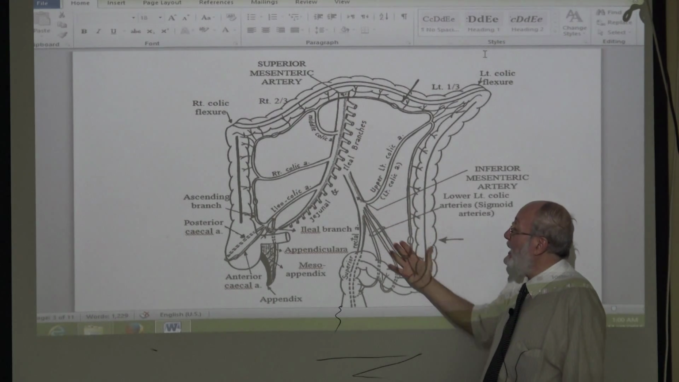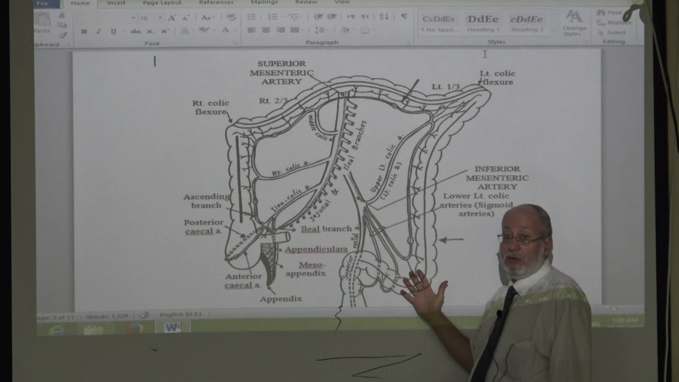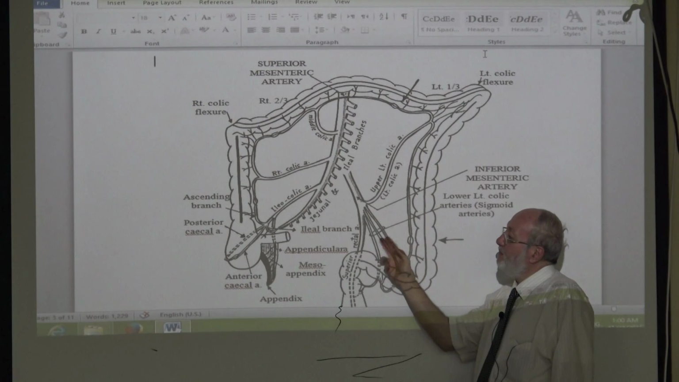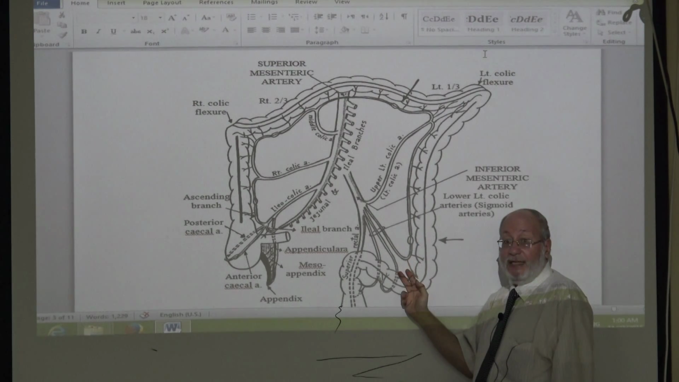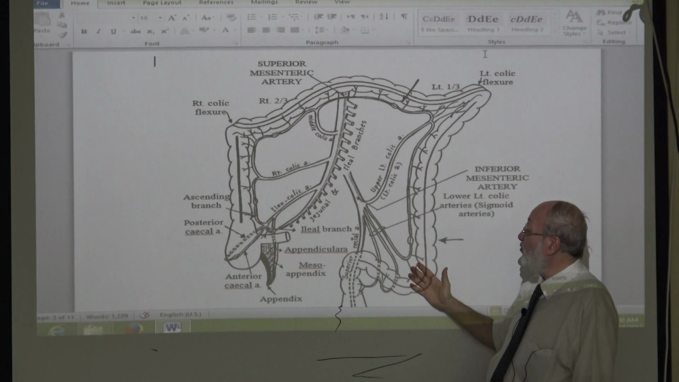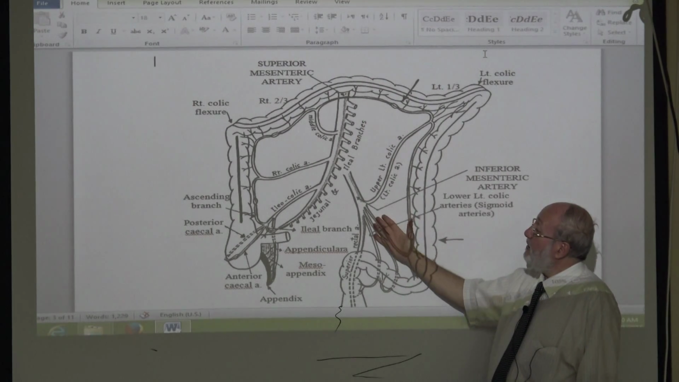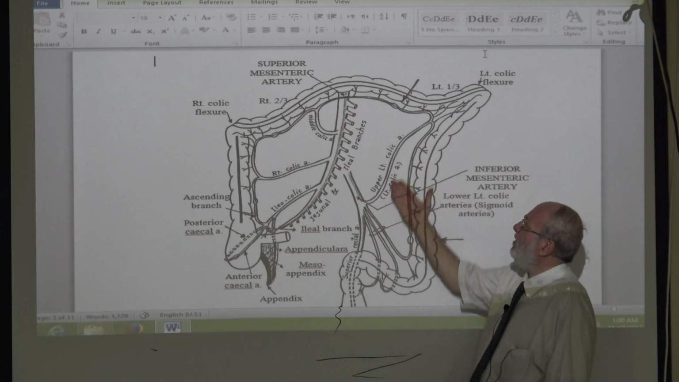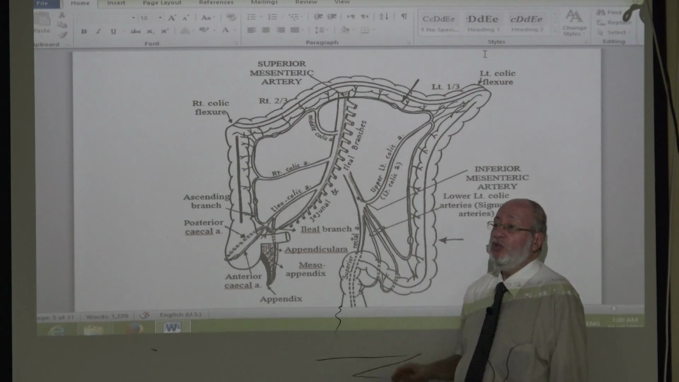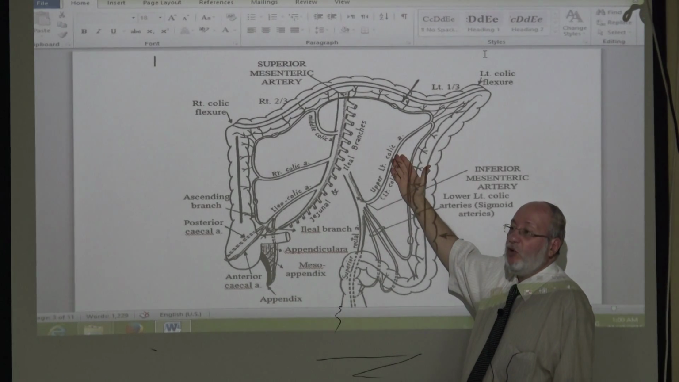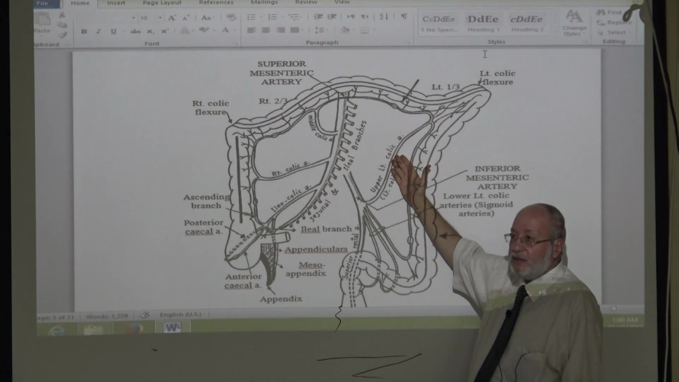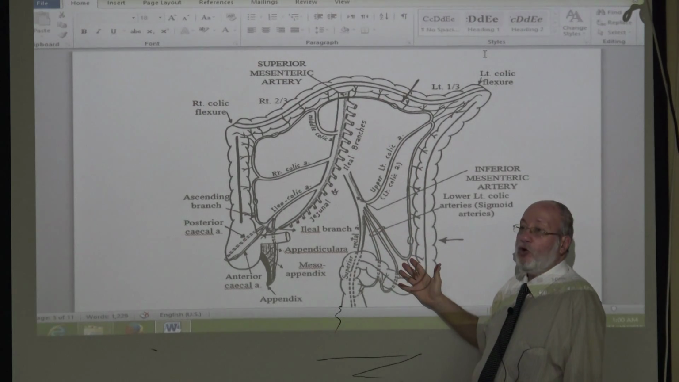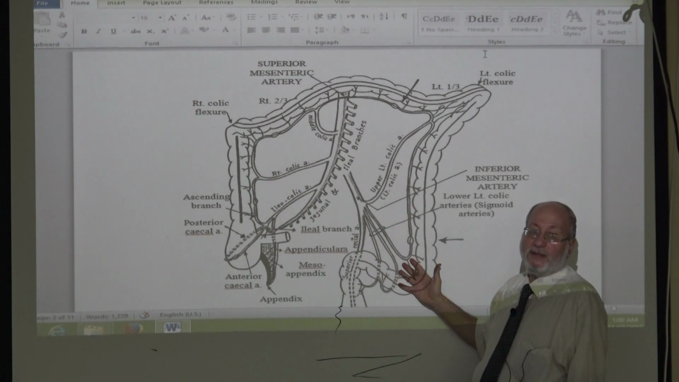The inferior mesenteric supplies the sigmoid colon by many branches: 3, 5, 6. These branches passing to the left side of the colon are called the left colic. To differentiate between this left colic and this left colic, one is called the superior or upper left colic, and the sigmoid arteries are called the inferior left colic.